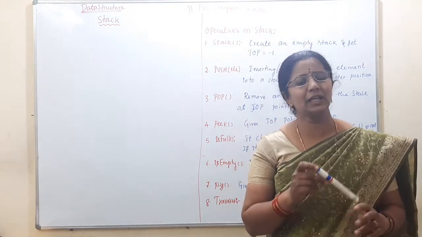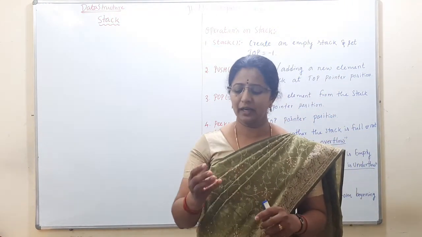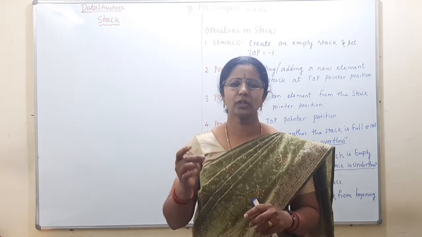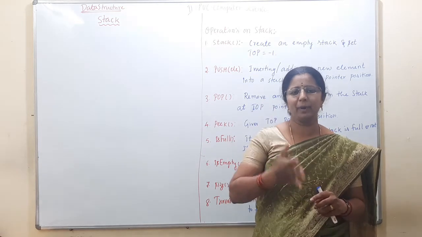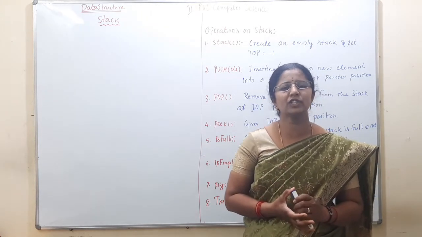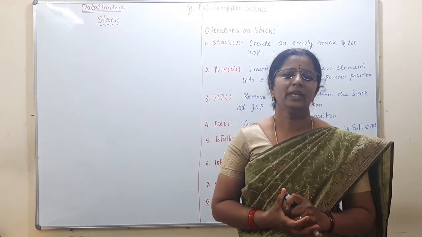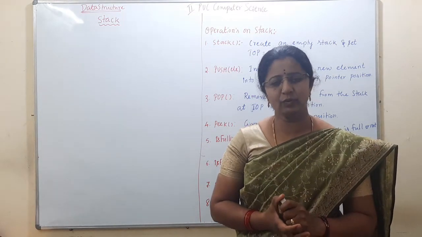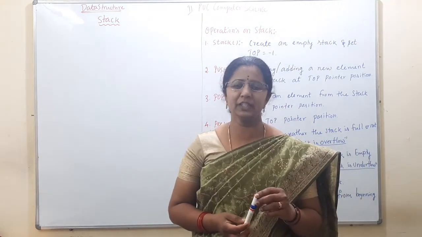We are discussing linear data structures. The linear data structures are arrays, stack, queues and linked list. We have already discussed the array part. What is an array? An array is a collection of homogeneous elements stored under a single name. Each element of the array is accessed with the index. Index starts from 0 to n minus 1.